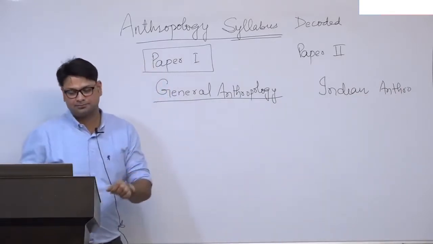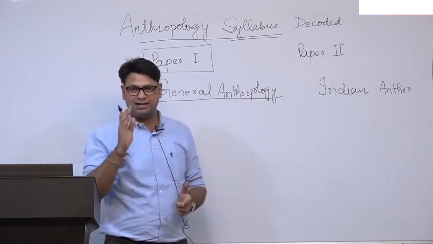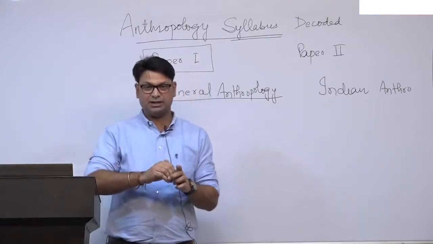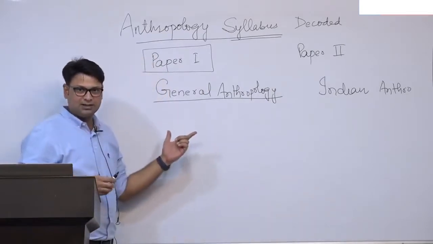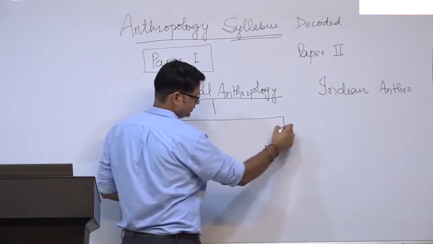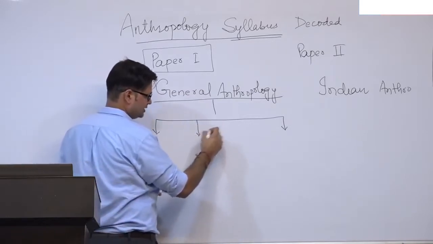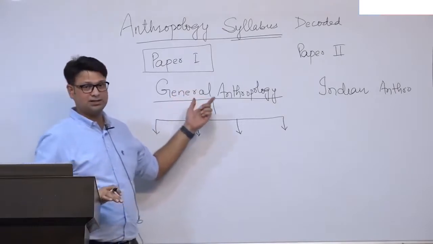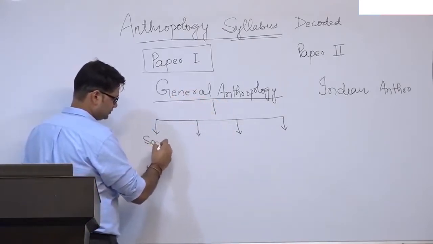In paper 1, we have basically all 5 major specializations in anthropology. Some of you may get confused about how come 5 major, when we have only 4 as Franz Boas gave. So let me tell you how there are 5 major specializations in anthropology in paper 1, general anthropology. First is socio-cultural anthropology.